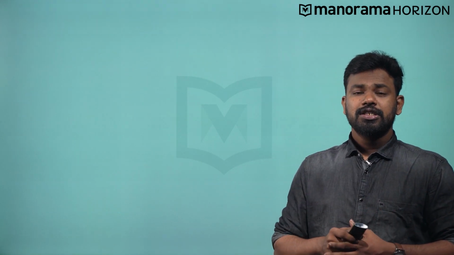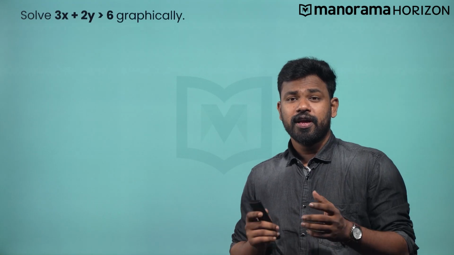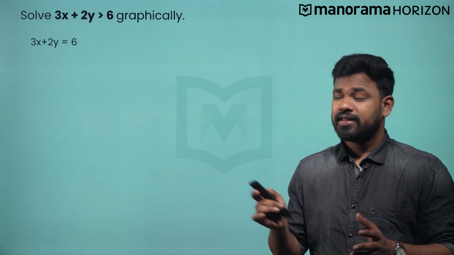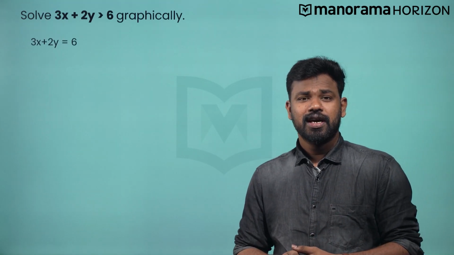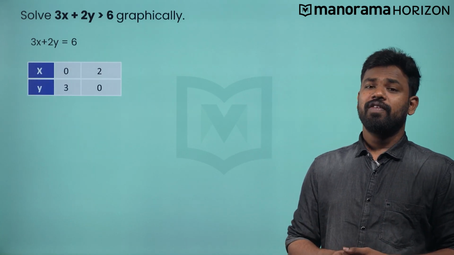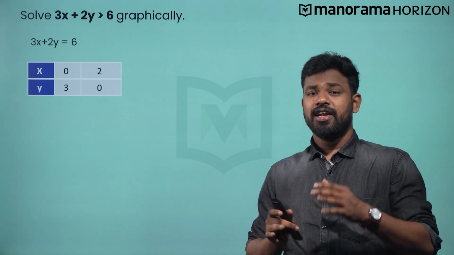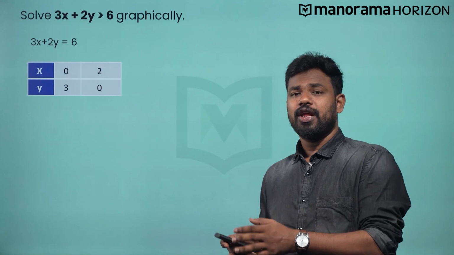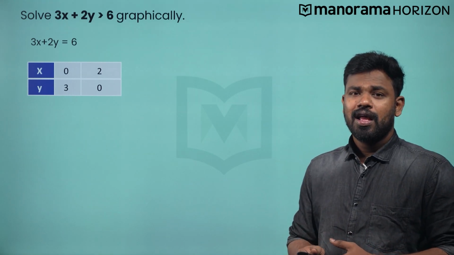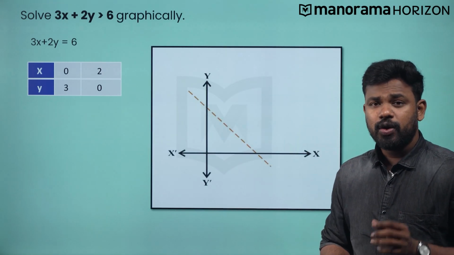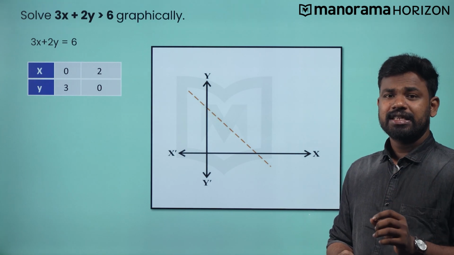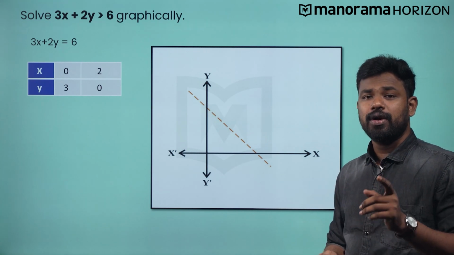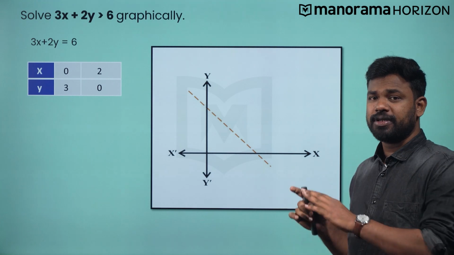So here, solve 3x plus 2y greater than 6 graphically. First of all, plot a graph which corresponds to the line 3x plus 2y is equal to 6. For x is equal to 0, the value of y we get is 3, and if I substitute y is equal to 0, I get the value of x as 2. As we have seen before, for inequality 3x plus 2y greater than 6, the line should be excluded in the solution region and should be represented by a dotted line only.